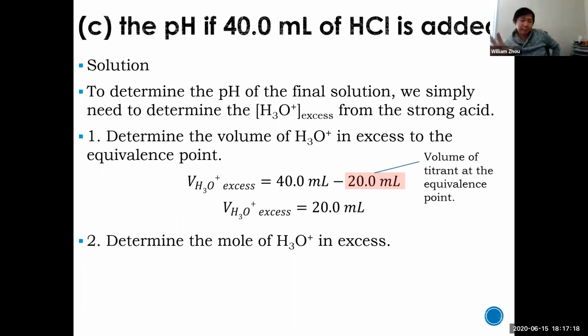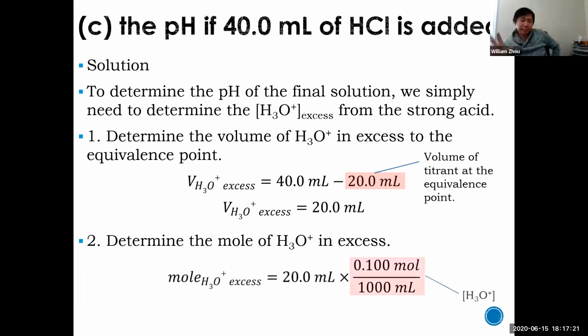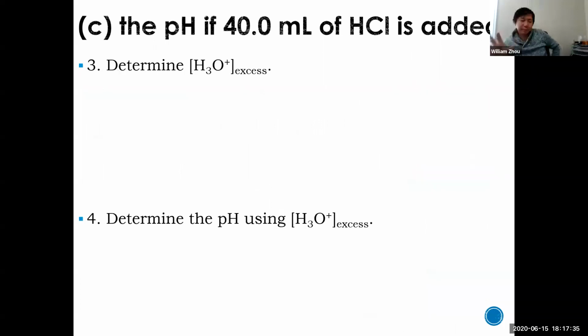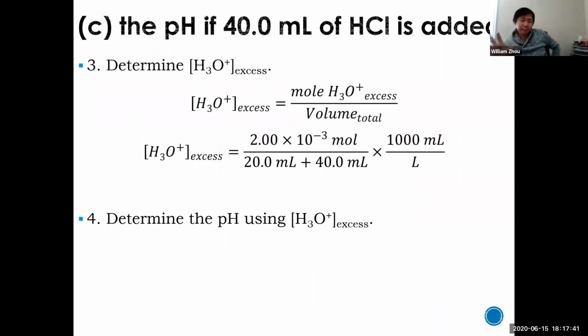And how many moles in excess? Well, 20, the volume in excess, times the concentration of the acid. And that will be 2 times 10 to the negative 3 moles. That is the amount in moles of excess acid you have after you add 40 milliliters. You need the concentration, not the moles. So divide by total volume. So it's the number we just calculated, 2 times 10 to the negative 3, divided by, well, 20 from the original sample. 40 is the thing you added, so you have to divide by 60. Times 1,000, because you need moles per liter, not per milliliter, and you end up with 3.43 times 10 to the negative 2.